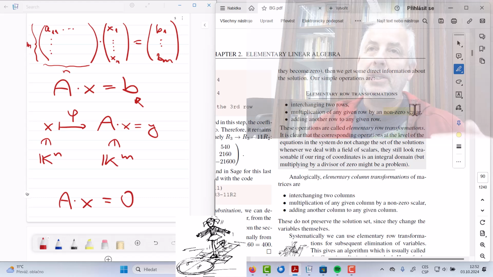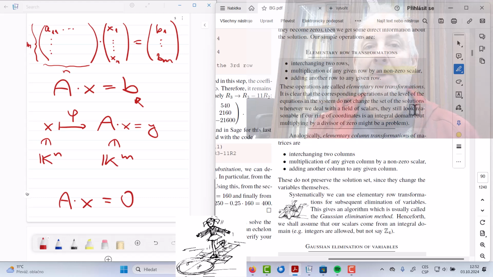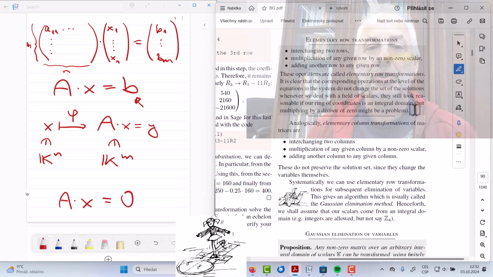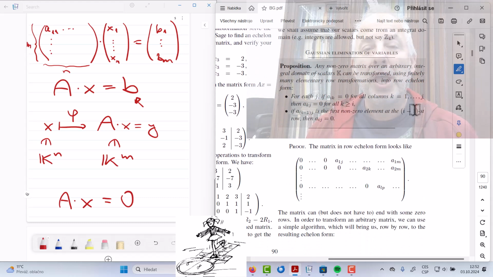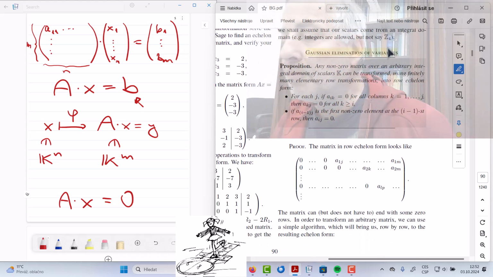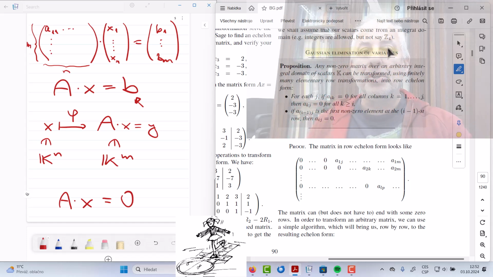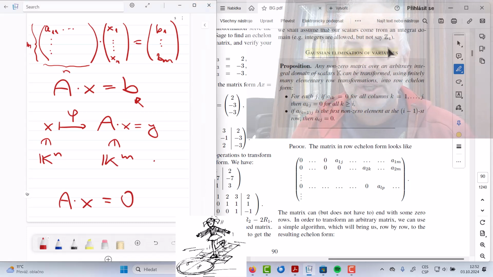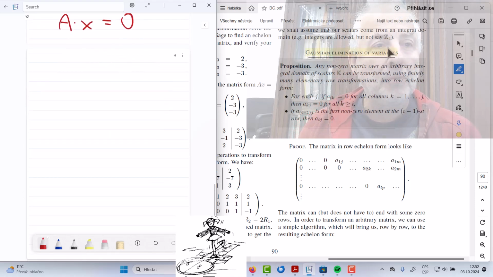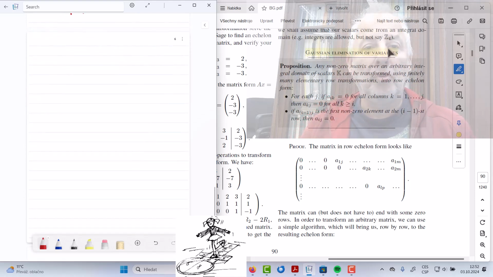And we can also add another row to some of the other given ones, right? So that's again something which will not change the solutions. And this is called the elementary row transformations. We can also do the same with elementary column transformations. And here you have an algorithm. I will not explain it in detail, but it's described step by step here, and you will see it also in the left-hand column, and practically done in great detail, how to eliminate step by step the rows so that finally you get to what we call the row echelon form.